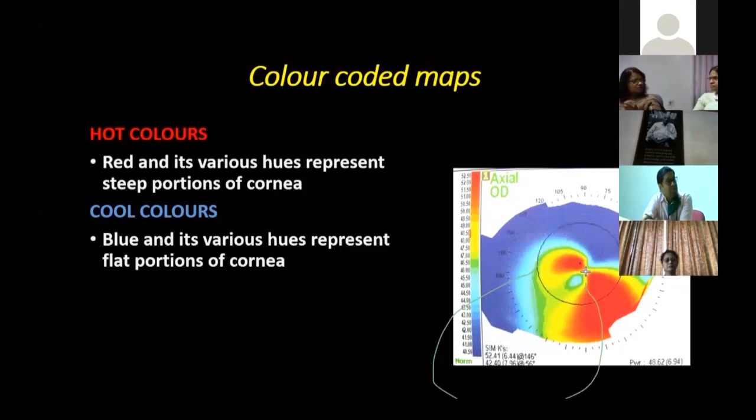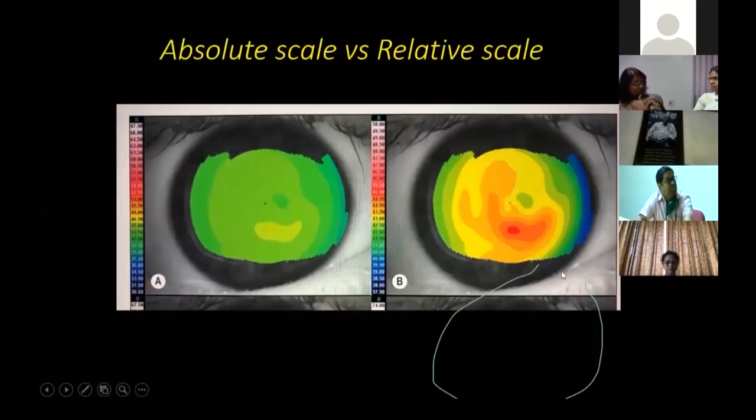The color-coded maps can be classified as the hot colors with red and the variations of the red colors, and the cool colors, blue and variants, which show the flat portions of the cornea, unlike the red one which shows the stiff portion of the cornea. So the same map which is derived from this system can be plotted in absolute scale and also in the relative scale.